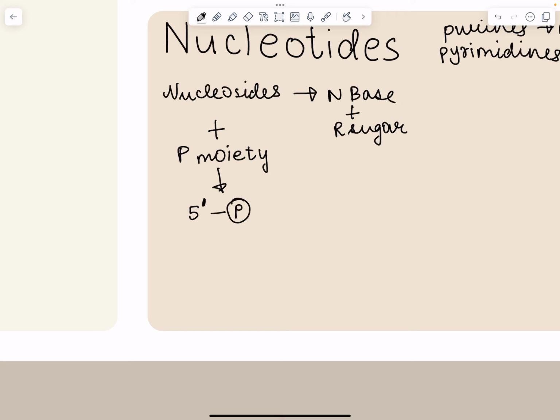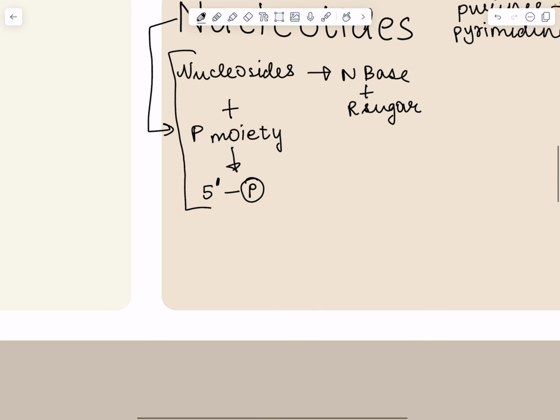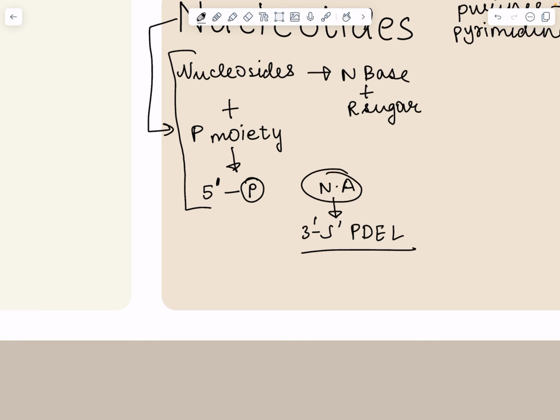And when will it become a nucleotide? It will become a nucleotide. When two nucleotides are joined by a 3,5 phosphodiester linkage, that will become a nucleic acid. So nucleic acids are RNA and DNA. That is the formation we had to see.